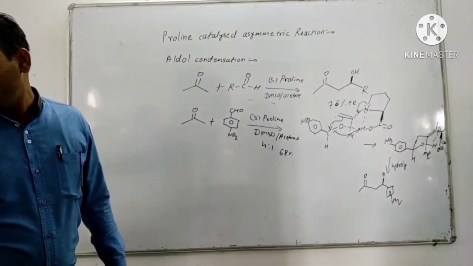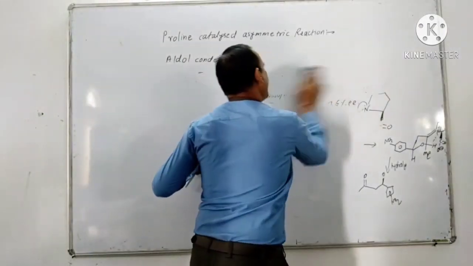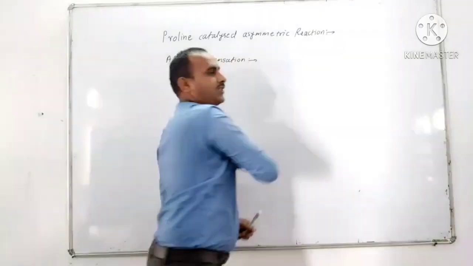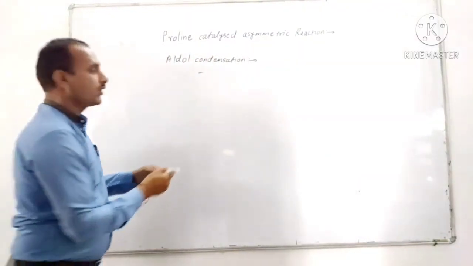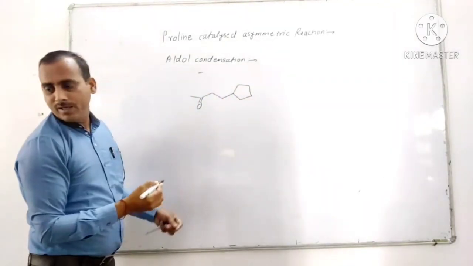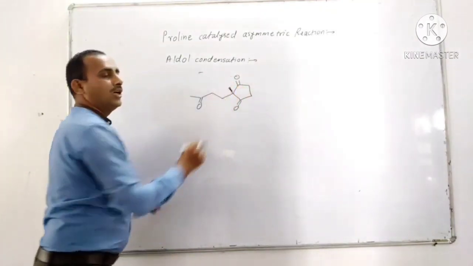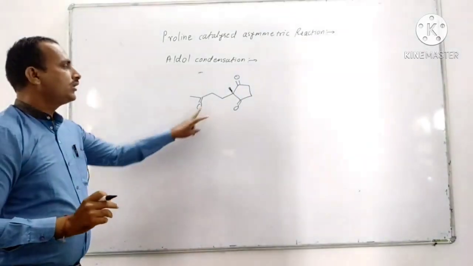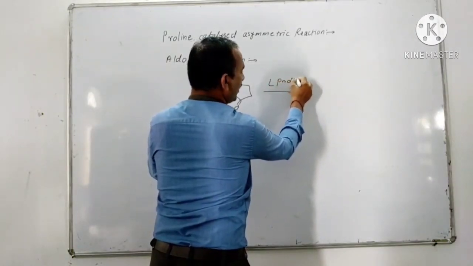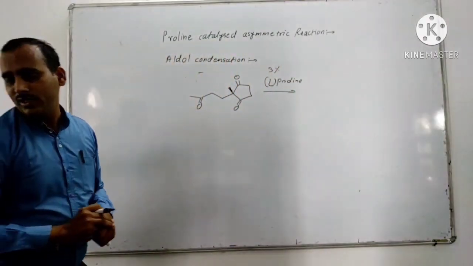Okay, so let's see one more example, an intramolecular aldol condensation reaction by using again proline as a catalyst, where a stereoselective product is also obtained. Let's see the example. There is a 5-member ring with carbonyl, there is also another carbonyl, and there is a methyl group present above the plane on the cyclopentanedione. Now in the presence of L-proline as a catalyst, 3 mol% catalyst is used.